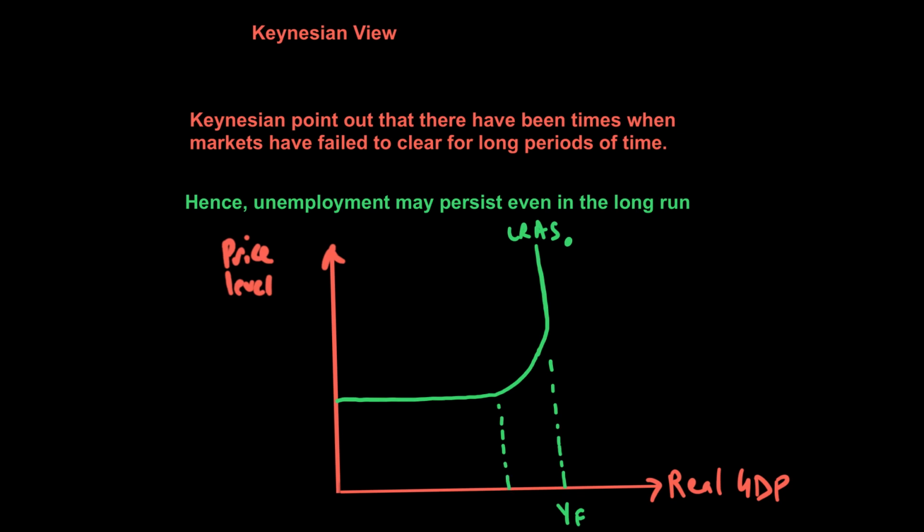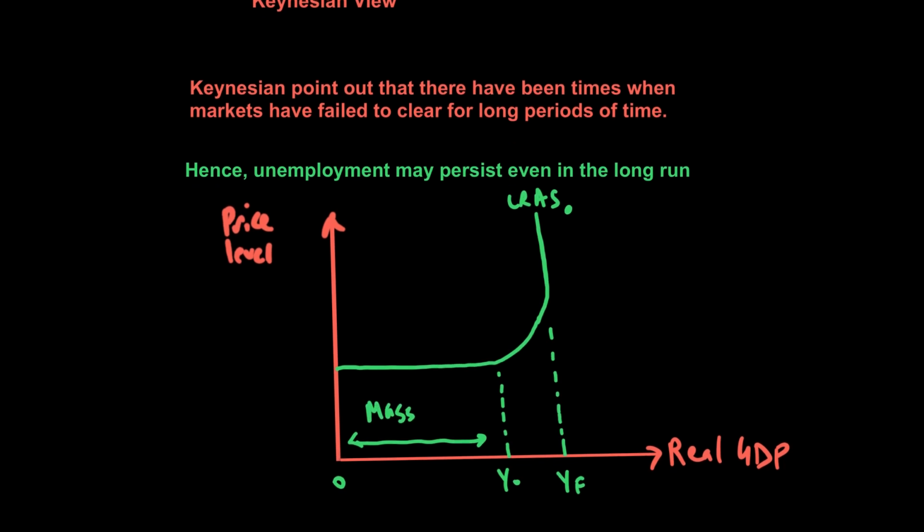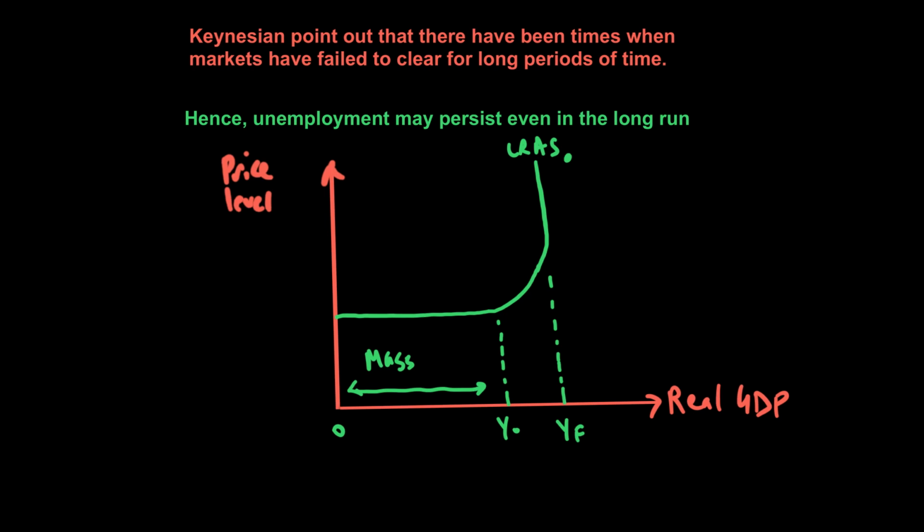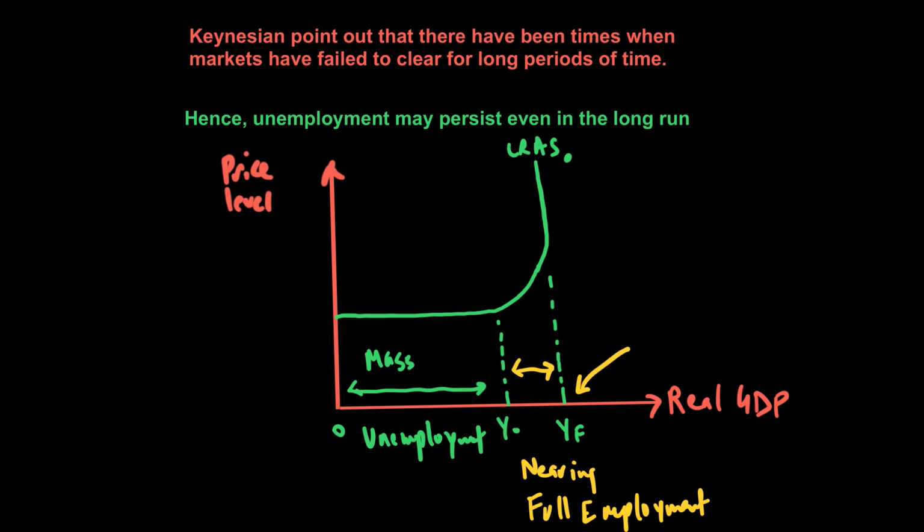Till the prices are not rising, which is from 0 to y naught, there is what we call mass unemployment. Then comes a time period y naught to yf, where we are nearing full employment, and then comes the point where we are at yf, which is full employment.